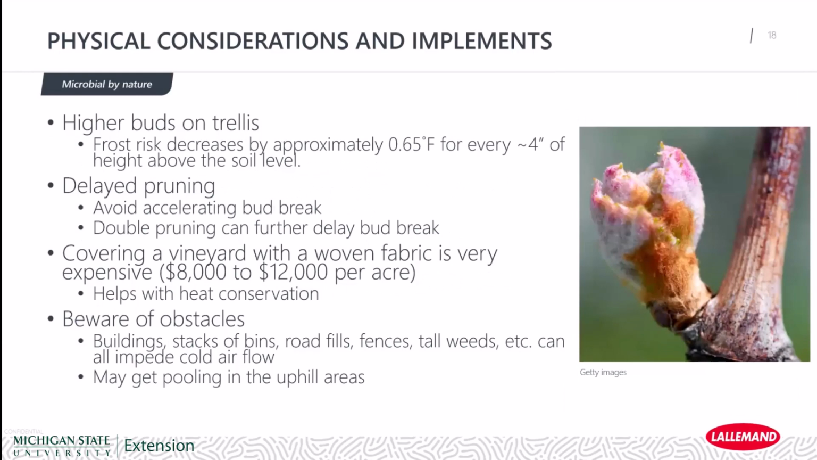For physical considerations and implements, you want to put your buds higher on the trellis. So a frost risk will actually decrease by approximately 2/3 of a degree for every 4 inches of height above the soil level. So the higher you can actually get them away from the soil, the more protected they're going to be.